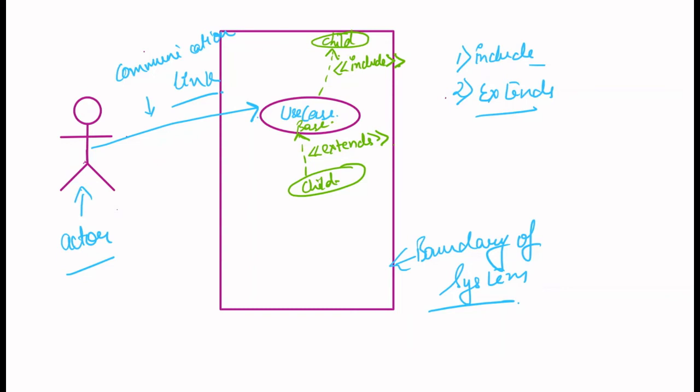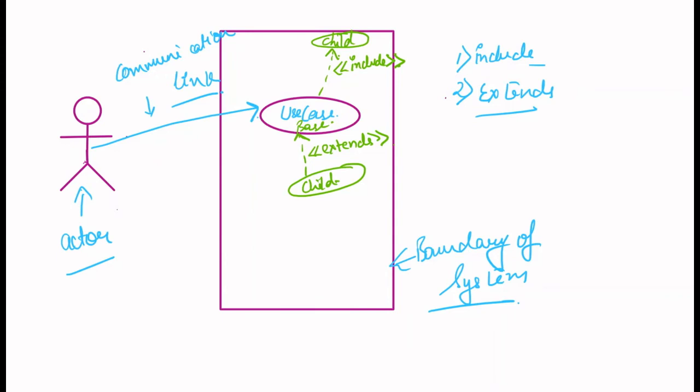Suppose I need to place an order from Zomato or some other food ordering system, it requires me to log in first, right? So that is how we use include. For performing one use case, it is mandatory to perform another use case when we are using this include relationship.